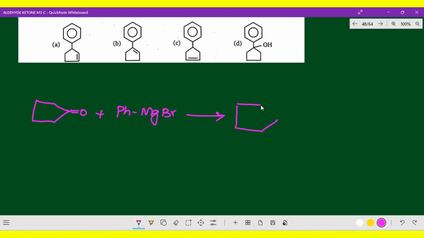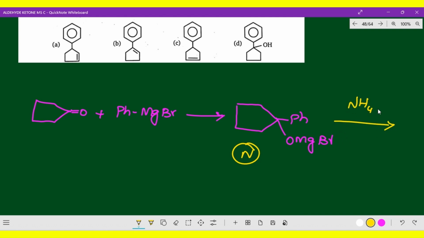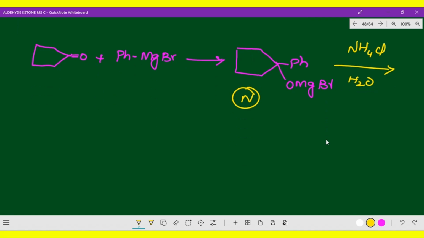I just draw it this way. So here you will get Ph on one side, and on the other side OMgBr. So the keto group bond breaks, right? So now this is the product N. Now this product reacts with ammonium chloride along with water. So what will you be getting?